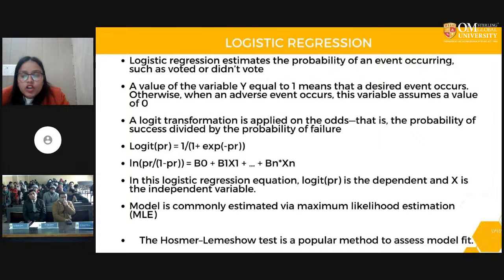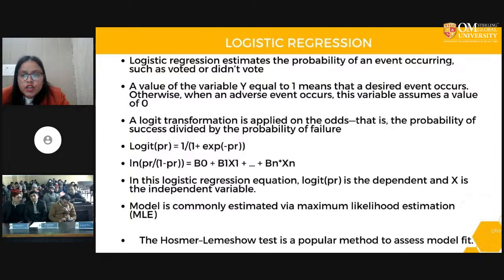Now, how does logistic regression work? Logistic regression works on the logit transformation or log transformation. So basically, whenever we are running a logistic regression analysis, the dependent variable first has to be converted by log transformation. So the probability, when we are talking about it here in logistic regression, the regression equation will look like this: logit P(R) is equal to 1 divided by 1 plus exponential raised to the power minus P(R).